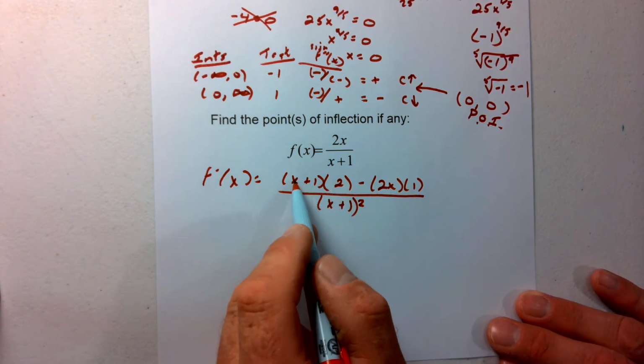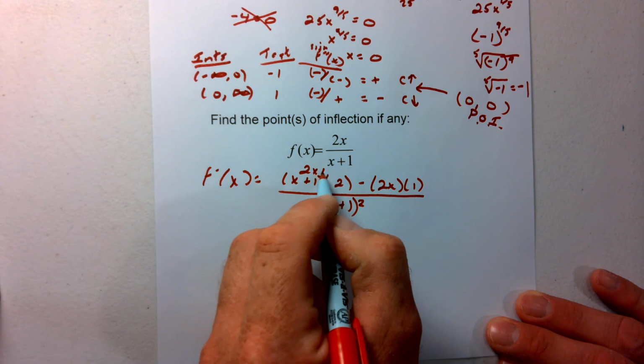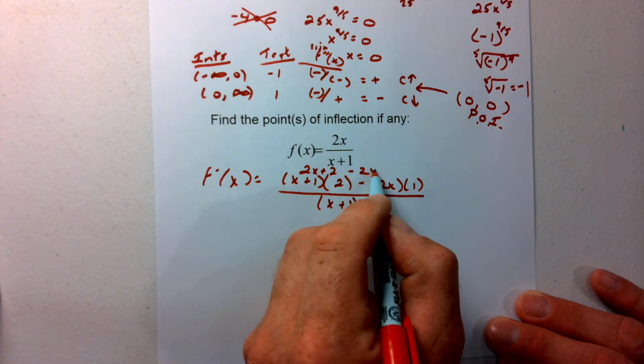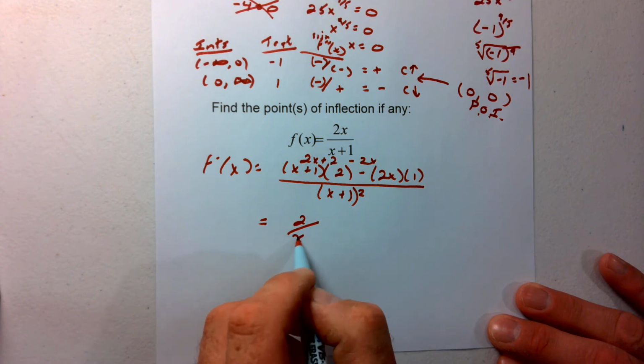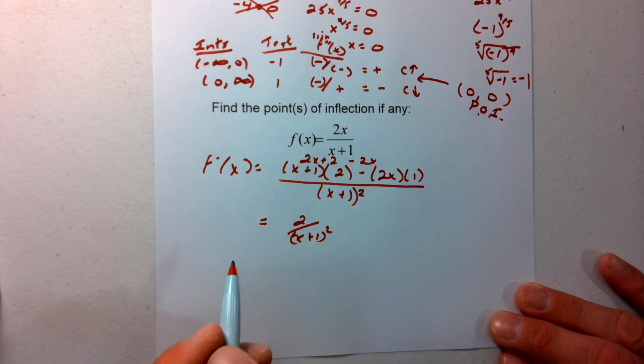I'm going to go ahead and clean this up. We get 2x plus 2. This looks like it's going to work out fairly nicely for us, isn't it? 2x are going to cancel. So I'm left with 2 over x plus 1 squared.